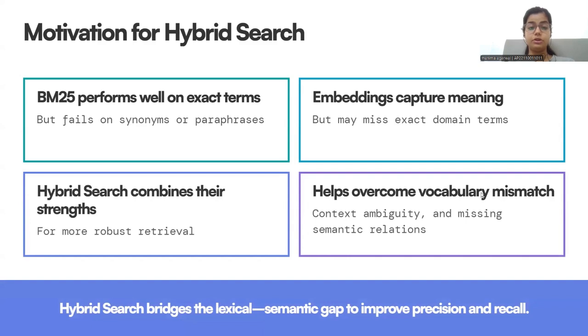So the motivation: why do we need hybrid search? Think of it this way: BM25 is excellent at handling exact keywords, but it fails with synonyms and paraphrases. On the other hand, embedding captures meaning, but it sometimes doesn't match the exact terms. So by combining these, we can handle vocabulary mismatch and context ambiguity. In short, BM25 brings precision, and embedding brings understanding, and together they give us the best results.